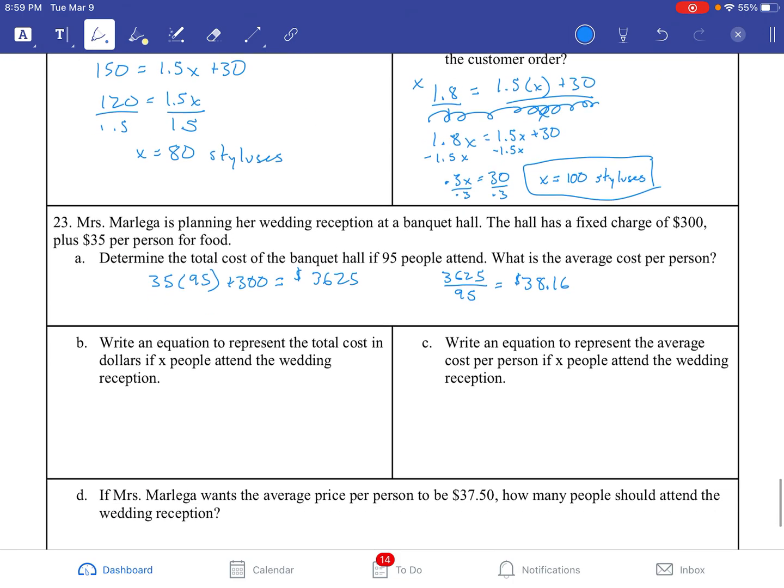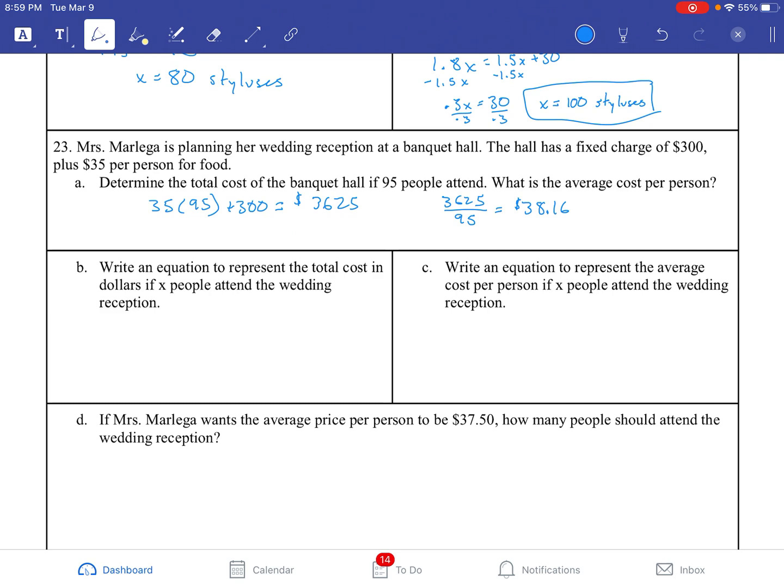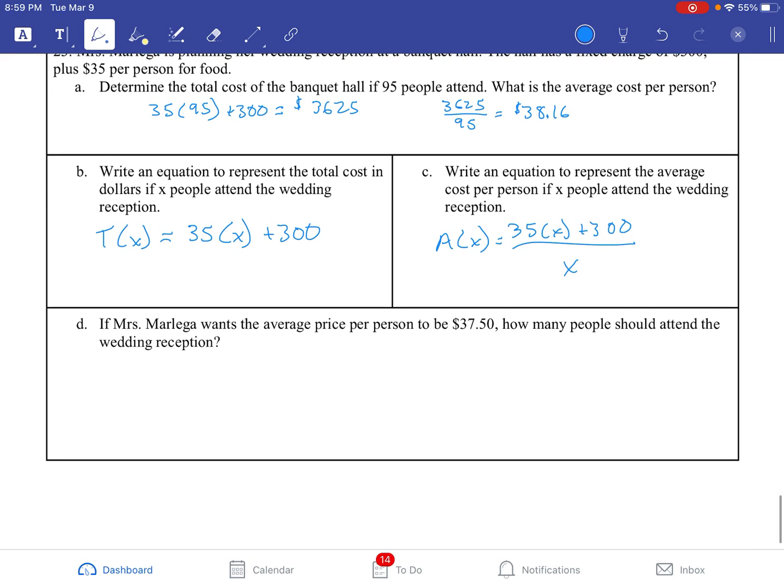That's the average cost. Now, just like before, we're going to write an equation to codify the first equation we wrote. So we have the total cost based on people is $35 times the number of people plus $300 for the fixed fee. The average, same idea, is the total cost, which is 35 times x plus 300, divided by the number of people that come, which is x.